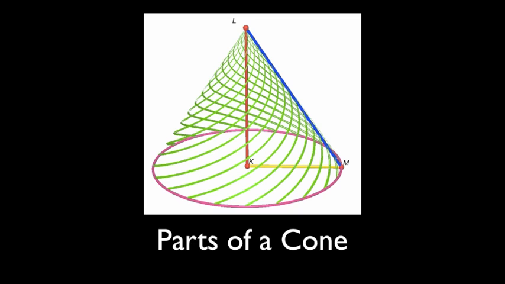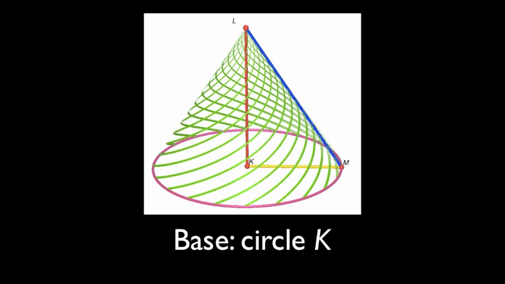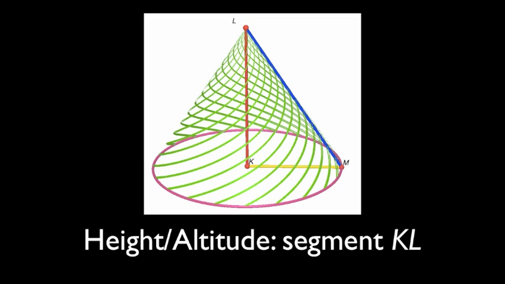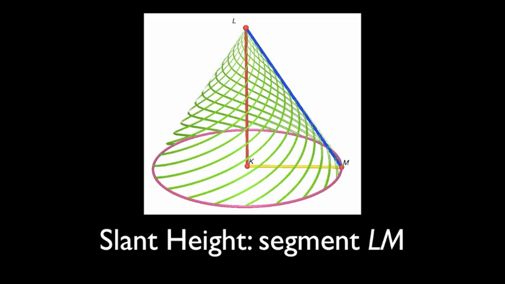And so to recap, parts of a cone, we have the base, which is circle K, the radius, which is segment KM, the height, or the altitude of the cone, is called segment KL, that's the red segment, and the slant height is segment LM, the blue segment.